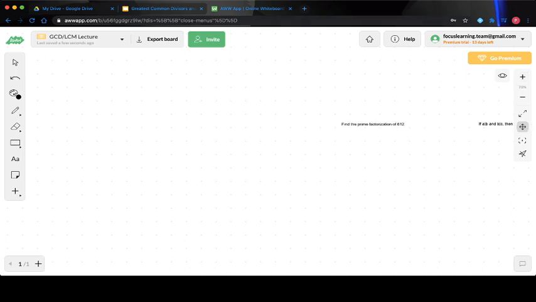So we see that 612 is divisible by 2 since it's even. So we know that 612 is equal to 2 times something. If you divide 612 by 2, you get that it is equal to 2 times 306. And notice that 306 is even as well, so that is divisible by 2. So 306 is equal to 2 times 153.